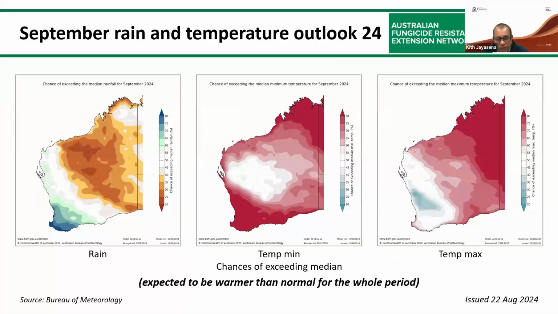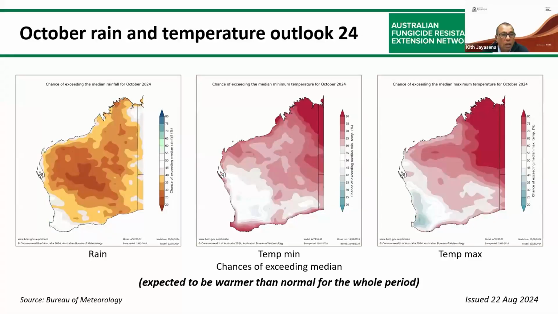Let's go into September. This is where we are more interested. What is going to happen now, from now till the harvest? You can see in the left picture there is more rain. The chance of exceeding median temperature is above average for the minimum, and the maximum is also above average on the right hand side. That means it's going to be warmer than normal for the whole of September, with rain.